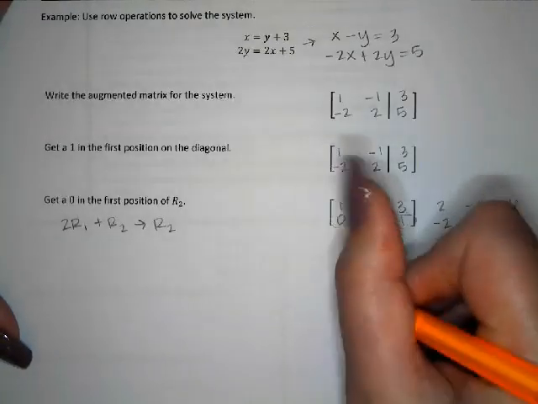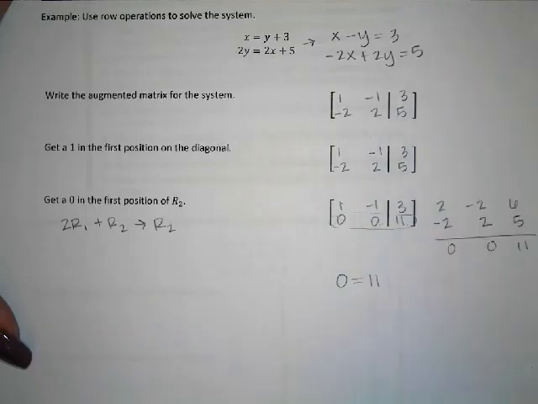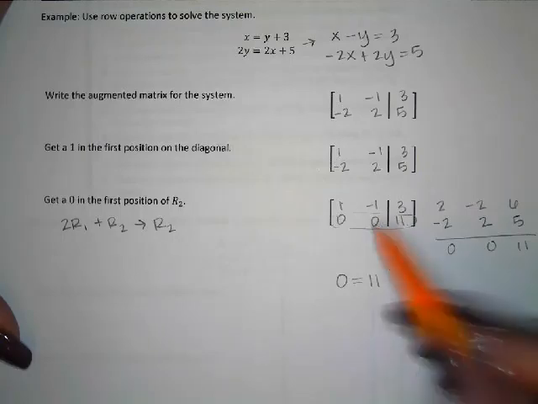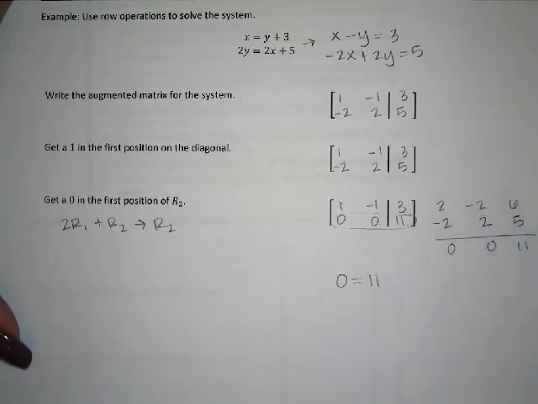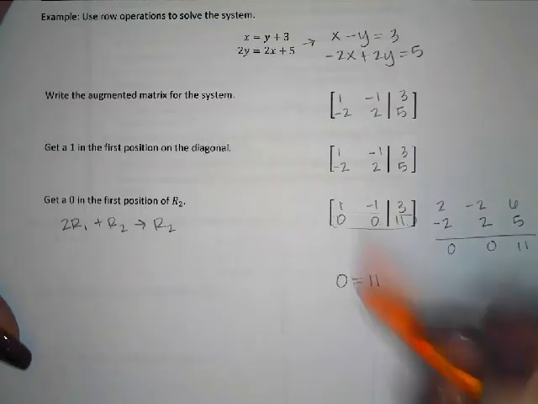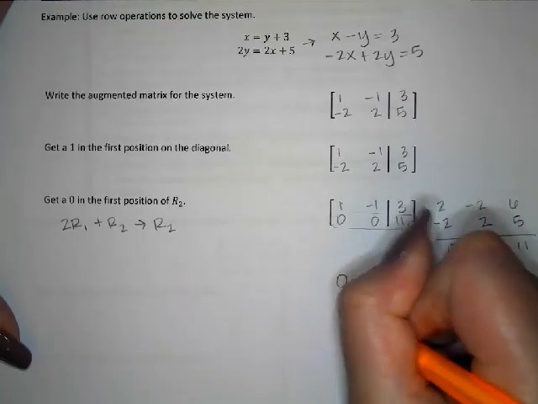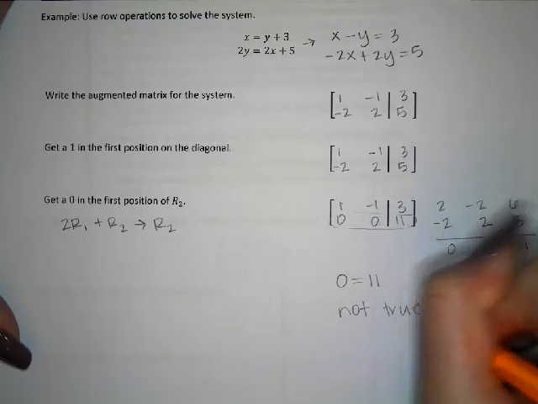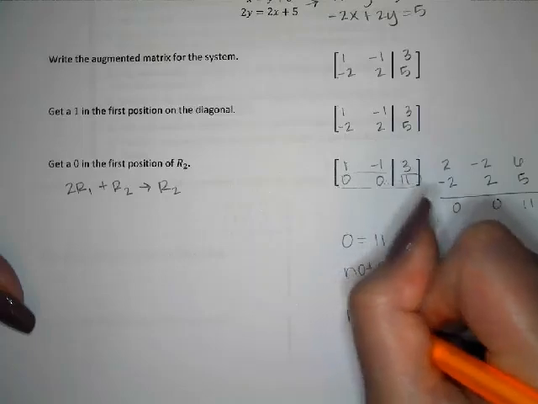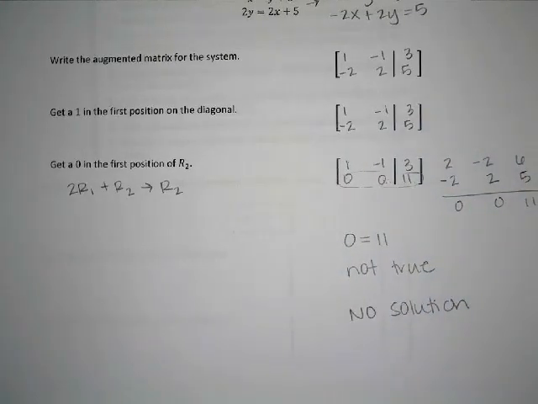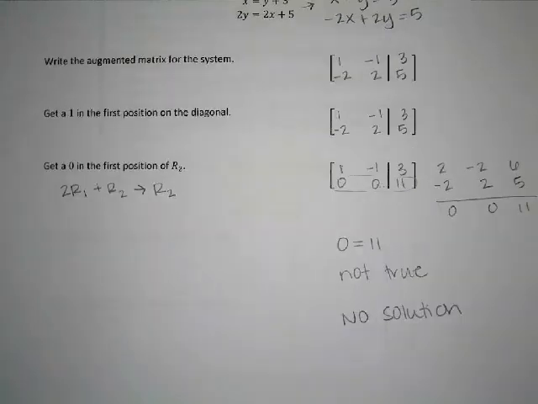That's not possible. And we don't have a way to introduce a 1 here, because we can only multiply by numbers. We can multiply by the reciprocal, we can multiply by a scalar, but we can't add a number in. So this gives us the equation 0 equals 11, which is not true. And so that means this is a situation where there is no solution. This is what it looks like if you have a system with two parallel lines. They have different y-intercepts, but their slopes are the same, so they're never going to cross.